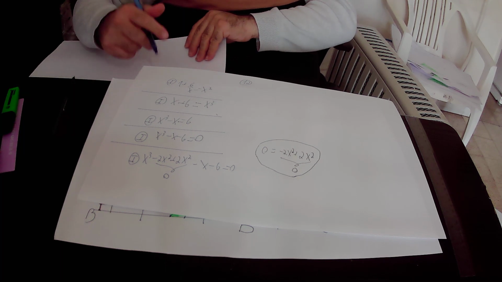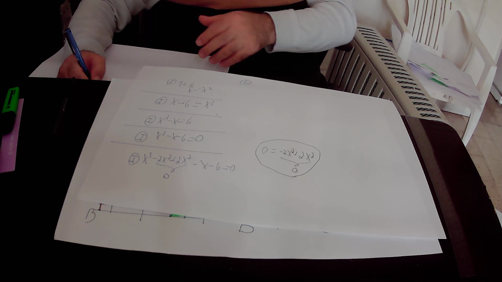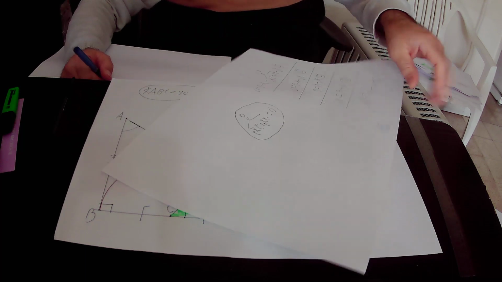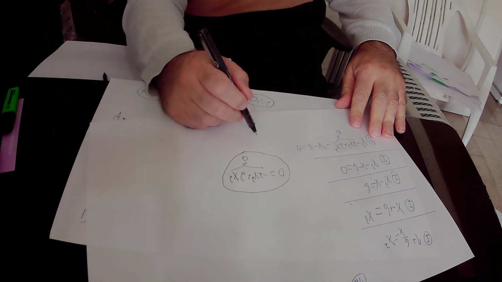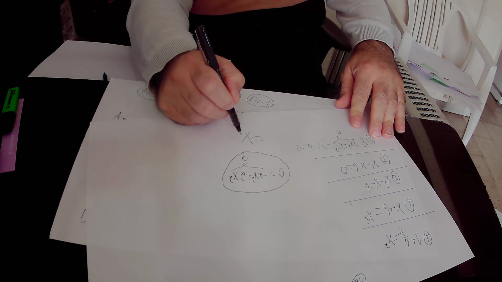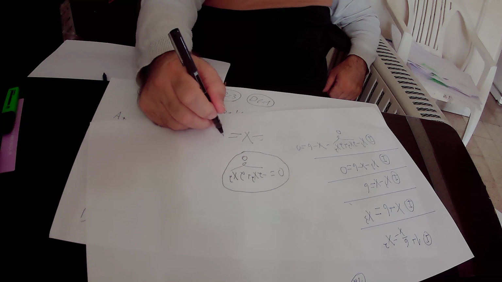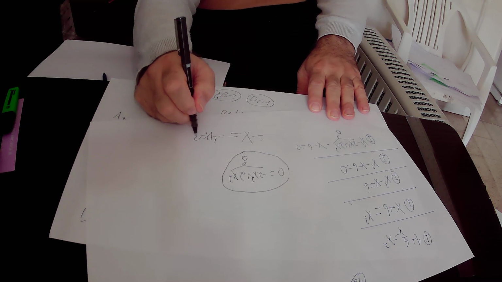So here we will substitute minus x, actually, minus x equals minus 4x plus 3x.